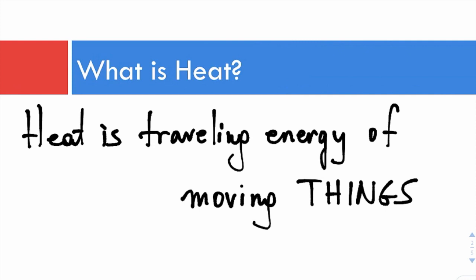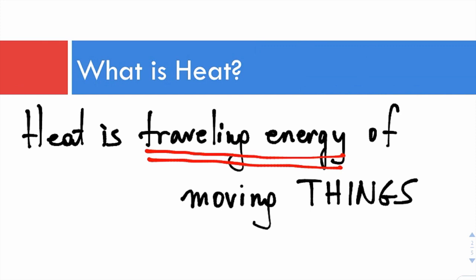There are two things that I need to highlight here. So let's use our red pen. First, there's some energy involved, but it's not just any energy. We're not looking at some lump sum of energy. This energy is traveling energy. So our energy is moving from point A to point B. There's some flow of energy.